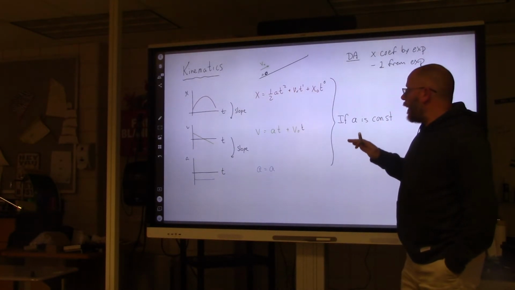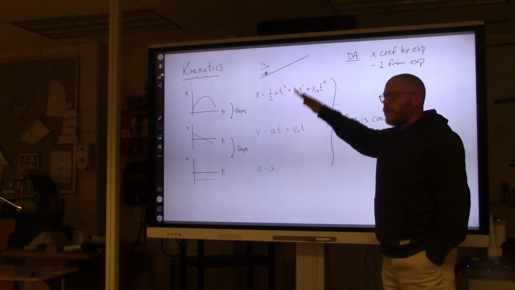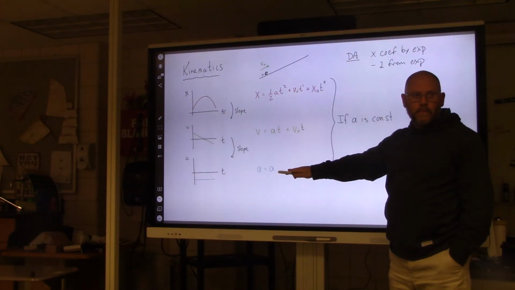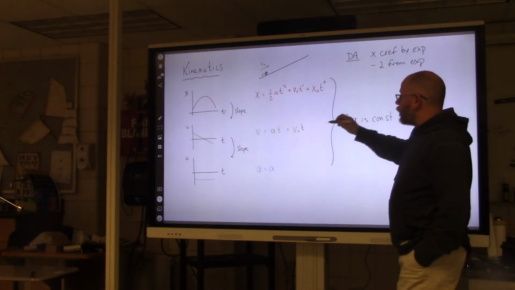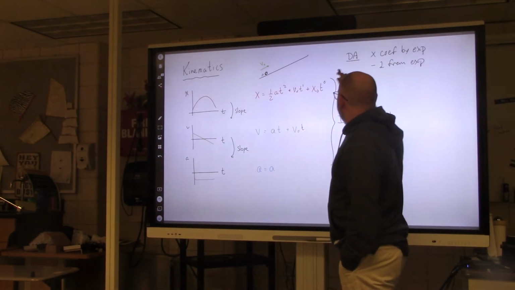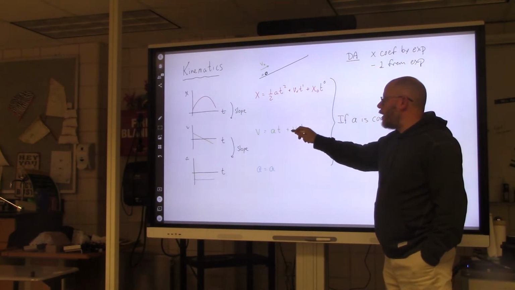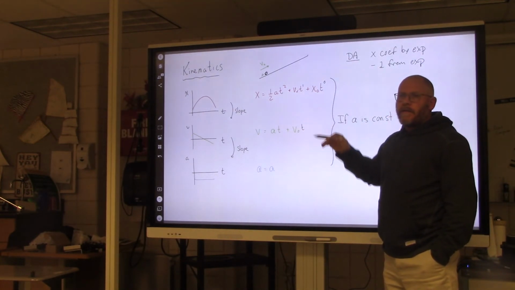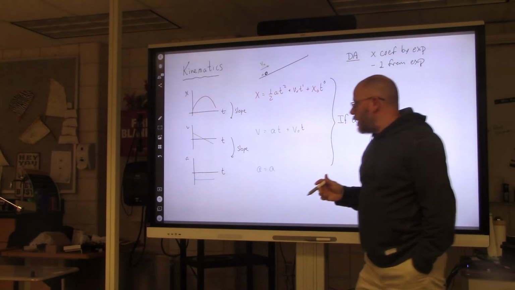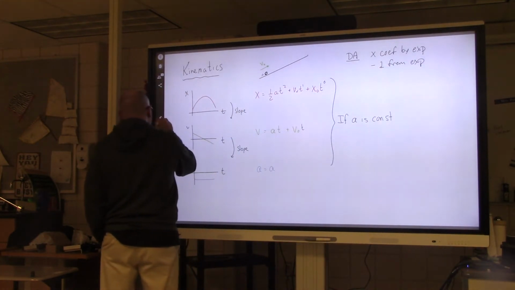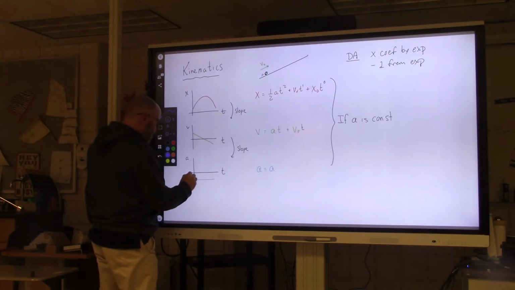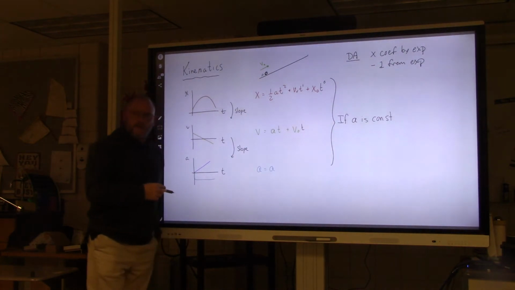If your acceleration is not constant, then these three equations don't work. The slope still works, and the derivative algorithm still works for you to move between them, but you can't just jump to this or jump to this if the acceleration is not constant. Because if the acceleration isn't constant, then you're going to have something wacky, like, what if your acceleration was changing with time?